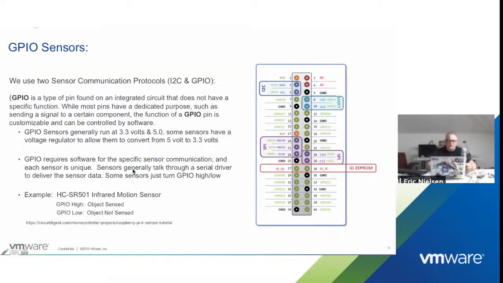So GPIO sensors, what is a GPIO sensor? It's a general purpose IO sensor. As I said, I2C and GPIO are the two main sensor protocols that people use, although SPI is also one there. They use 3.3 or 5 volts, depending on the sensor. Some sensors actually have more than one pin on them. And for a GPIO sensor, all you're doing is looking at that pin and seeing if there's a high voltage or a low voltage on that pin.